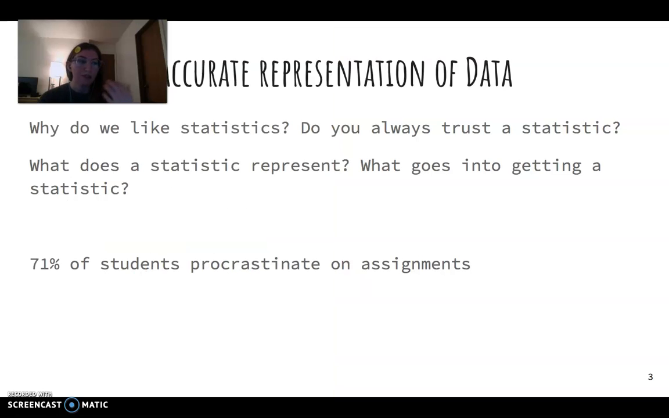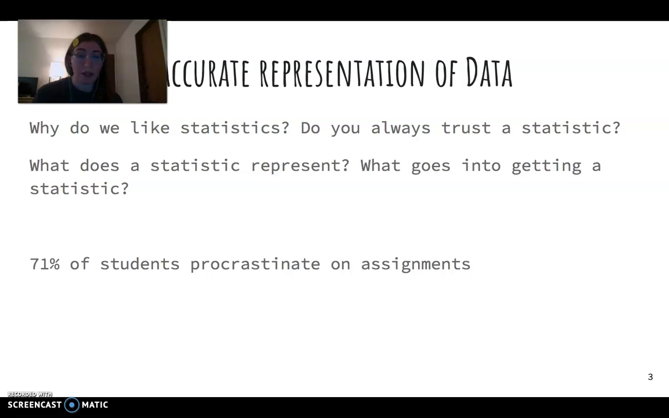So some mistakes in results can be unintentional, though. I'm not going to assume that anyone in this class is intentionally faking their data. So instead, I want to focus on a more common issue, which would be inaccurate descriptions or representations of data. This usually connects to statistics. So if you do a survey, you're probably going to use numbers and statistics.